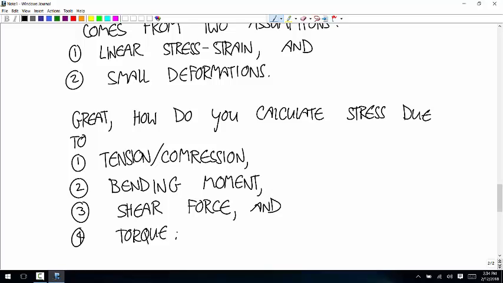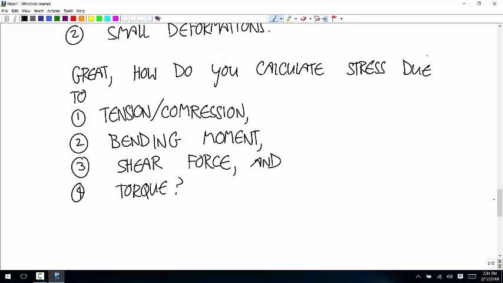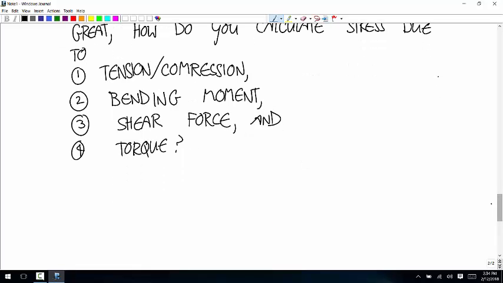Well, we don't know how to do any of these yet, but that's what we're going to spend the next few weeks on. So one by one, we're going to go through these. Tension compression, we've actually sort of dealt with that already. So that's the one we're going to start with, because we've already dealt with stresses of objects loaded like a stress element. And one of those things was uniaxial tension or compression. And so that's the same way it works here. Great. How do you calculate the stress due to these four things? It's a long question. Well, I'll tell you.